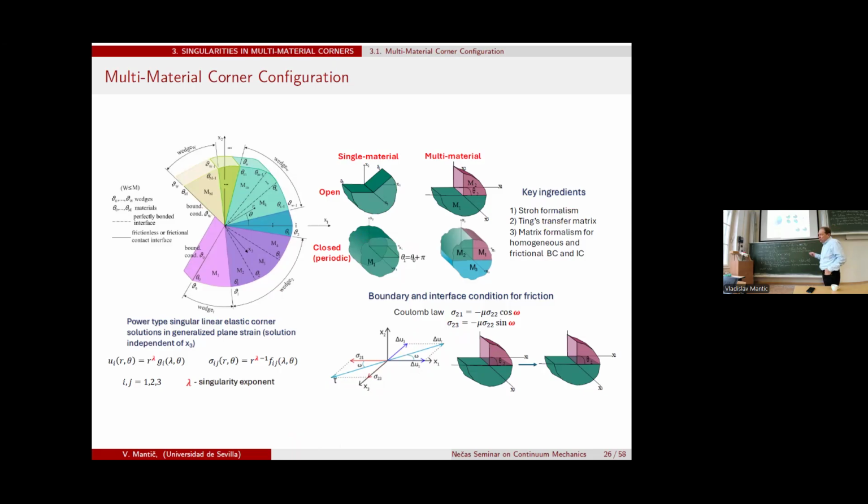Well, the key ingredient of our development is the Stroh formalism. You more or less know it. I will still revise it a bit. There is the transfer matrix, which allows us, in considering the power law solution, to know the solution in the other part of some wedge. If you know the solution in one edge of the wedge, to know the solution on the other edge is quite easy, as you will see. And the matrix formalism for homogeneous and frictional boundary interface conditions I developed in my previous works.